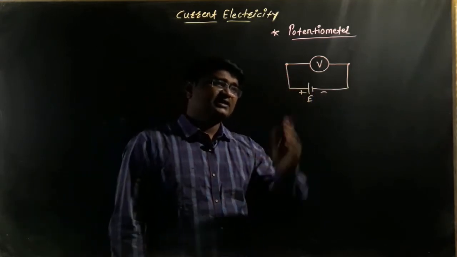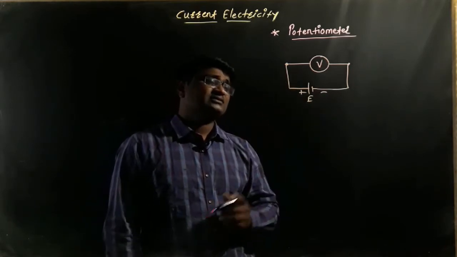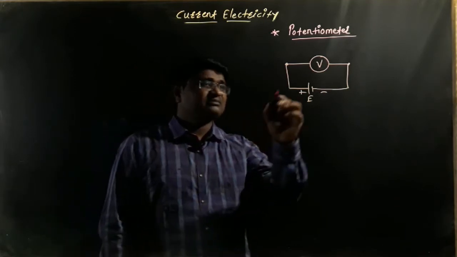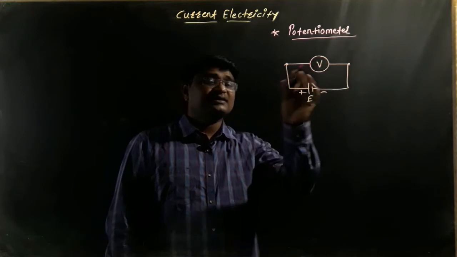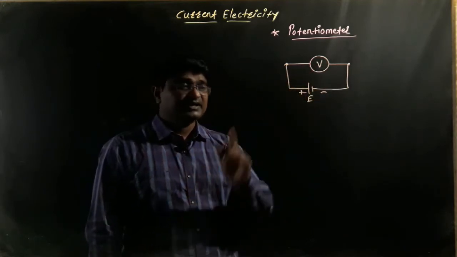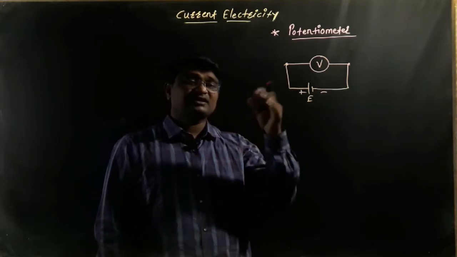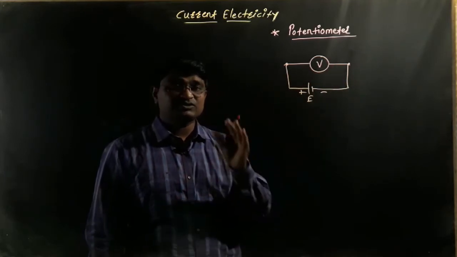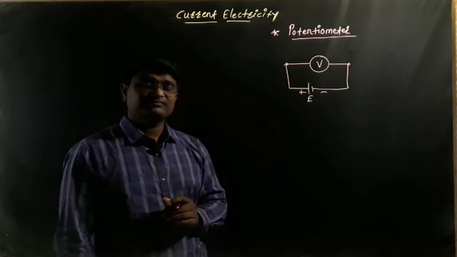But actually we know that the voltmeter is a device, and any device definitely has some resistance. With its help, when we measure the potential difference between 2 points, it adds some resistance between those points. It means that it draws some electric current through the circuit, and then gives the potential difference between 2 points. So it is not very accurate when we measure the potential difference between 2 points.